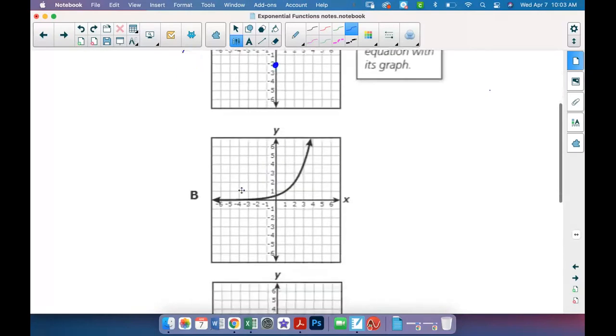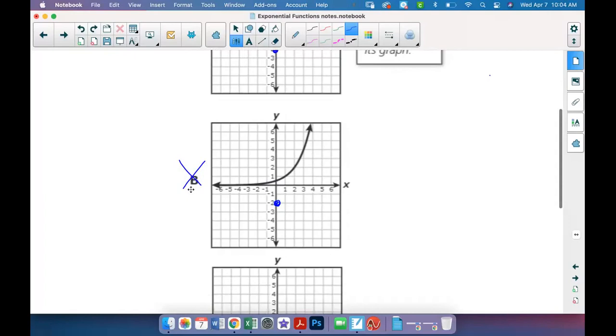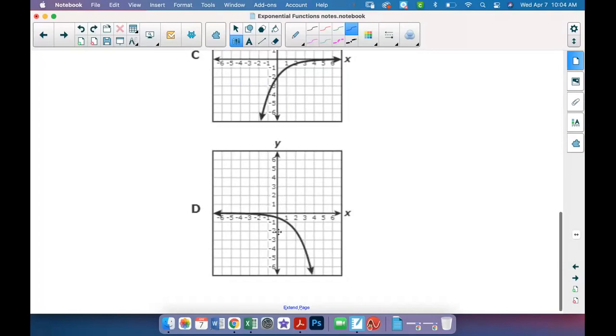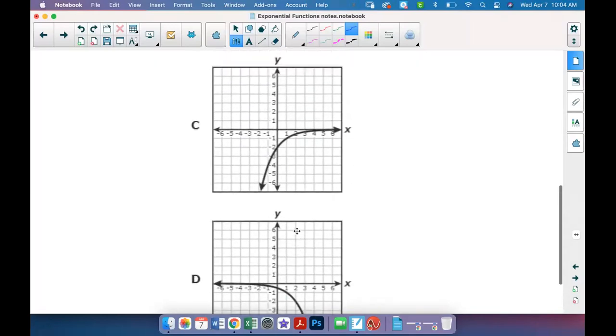Let's look. Letter B. Ooh, letter B either. Look at that. Here's the -2. It doesn't cross it. So B is out. Okay, letter C. It's going through letter C. That one could be it. And then letter D, does it go through -2? Nah. The best one here is C. Okay, questions on this one?